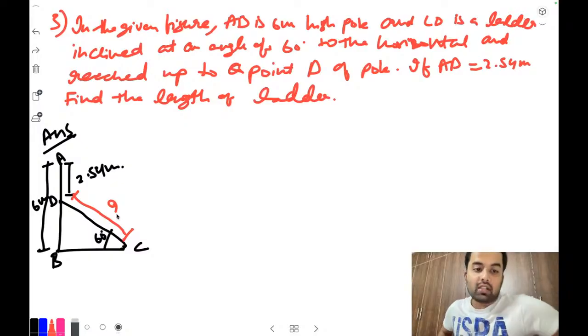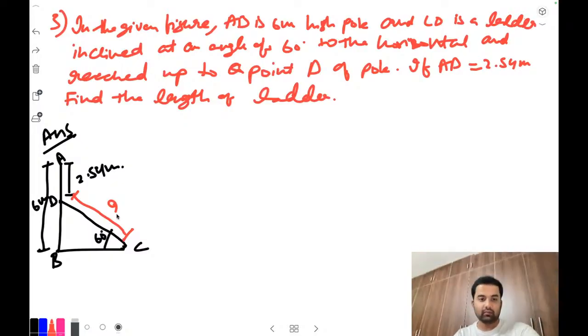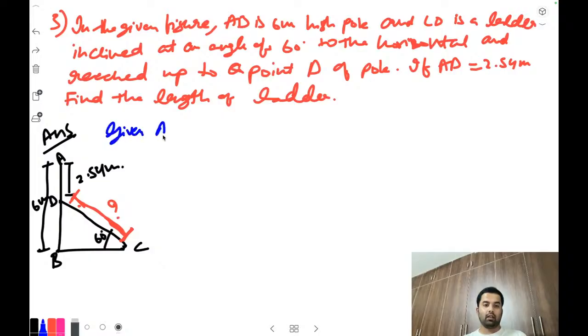What are you going to do? Just let me know, everyone. Question is asking about finding the length of ladder. Apply your brain and get me the answer of this. What are you going to do? I will also write. You also continue. Okay. Here AB is given. Let me take a different color. Here given, AB is 6 meter, AD is 2.54 meter.